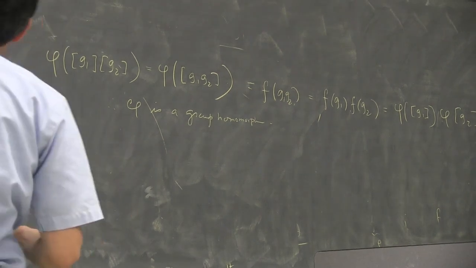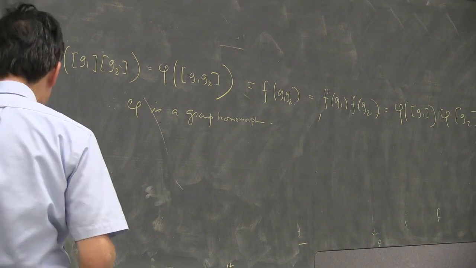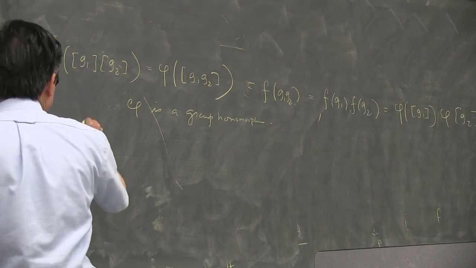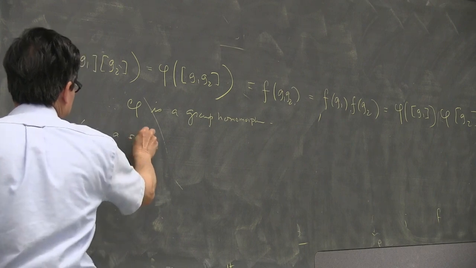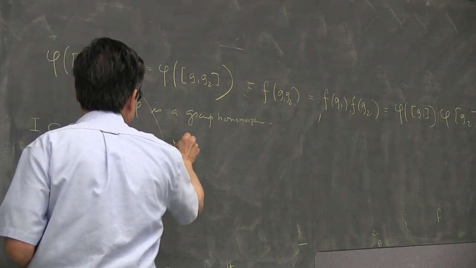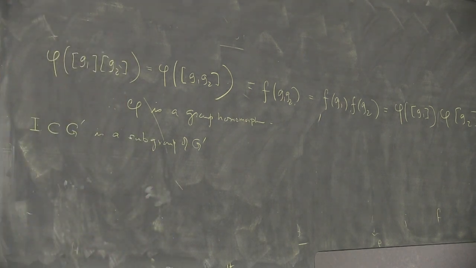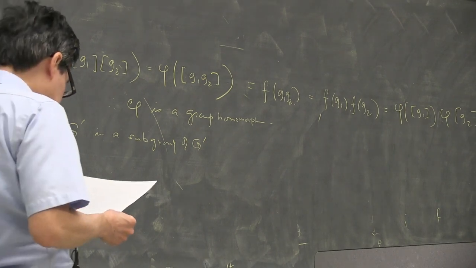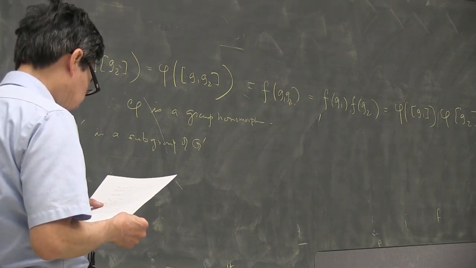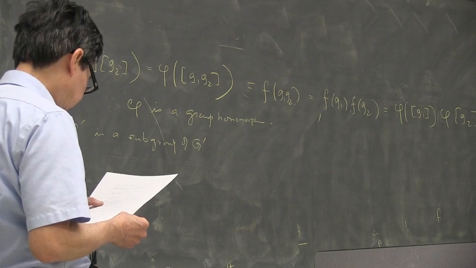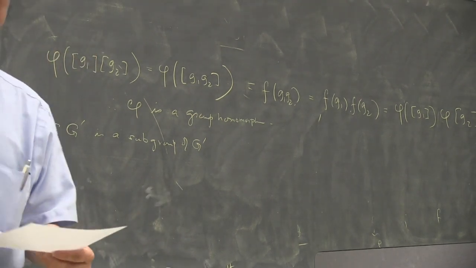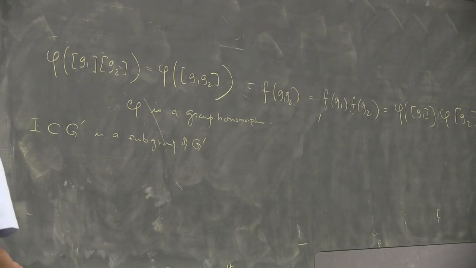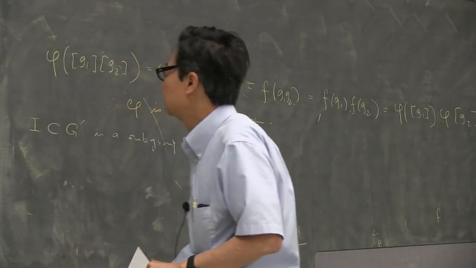I is in fact a subgroup of G prime. I, as a subset of G prime, is a subgroup of G prime. I is the image which sits, of course, inside of G prime, and we have to show that, other than being a subset, it's a subgroup. Do you know why? So if I is a subgroup, let's see.